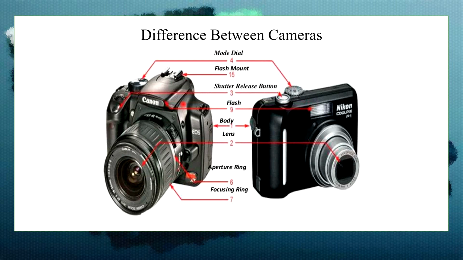Difference between cameras. You see here, the flash mount only exists in the camera on the left. The shutter release button is shared between them. The flash is shared. The body and lens are shared too, but things like the aperture ring and focusing ring are only in the camera on the left.